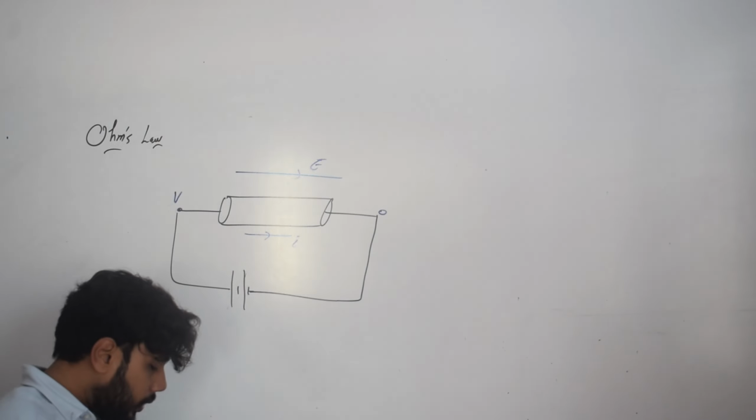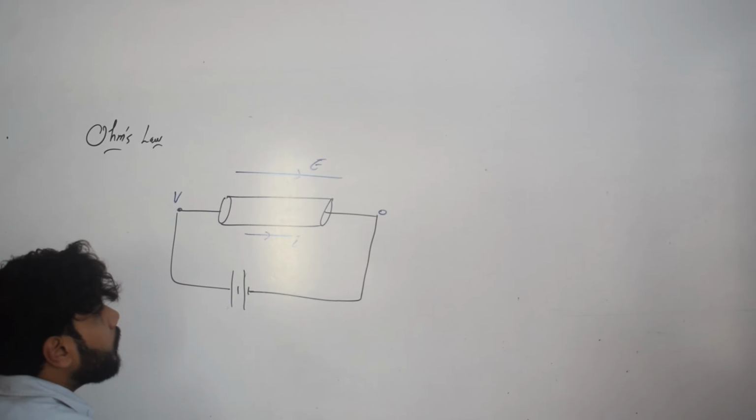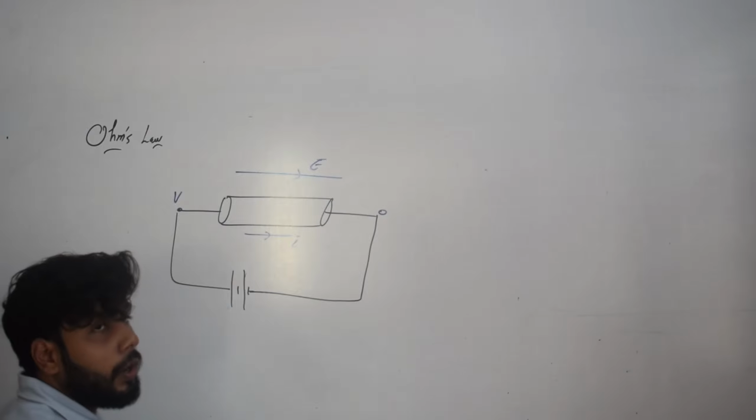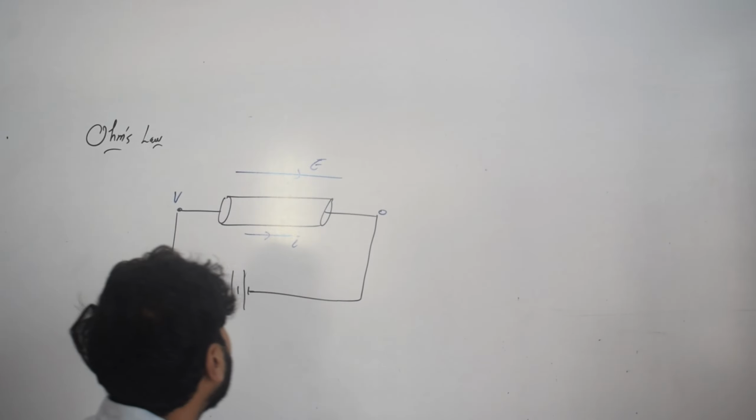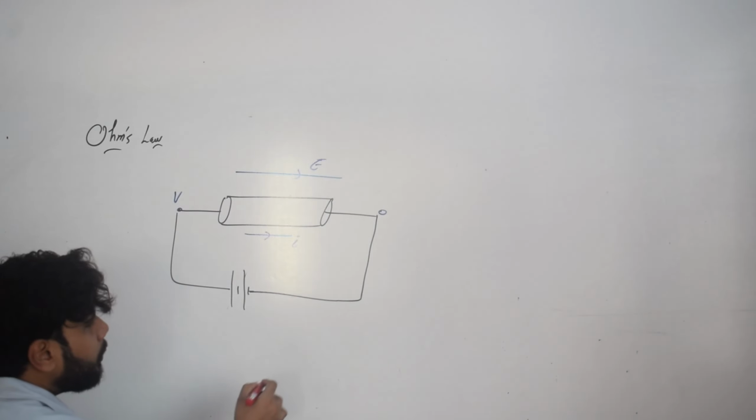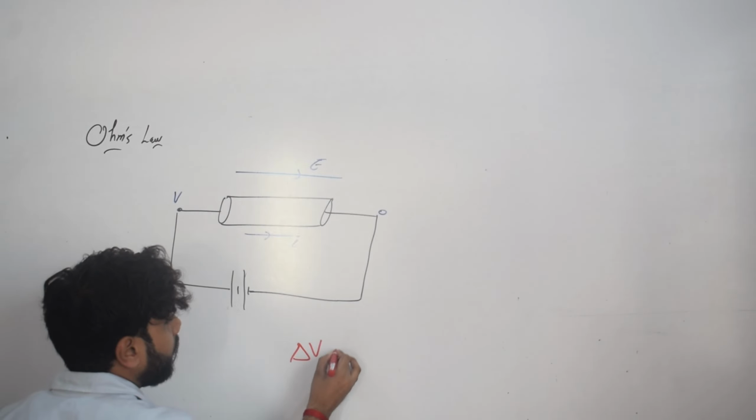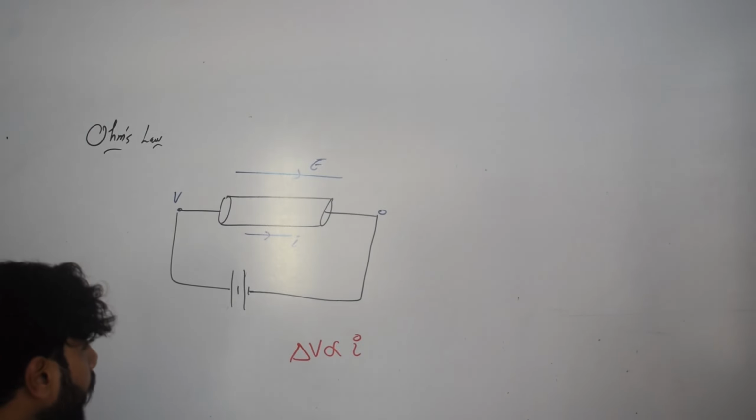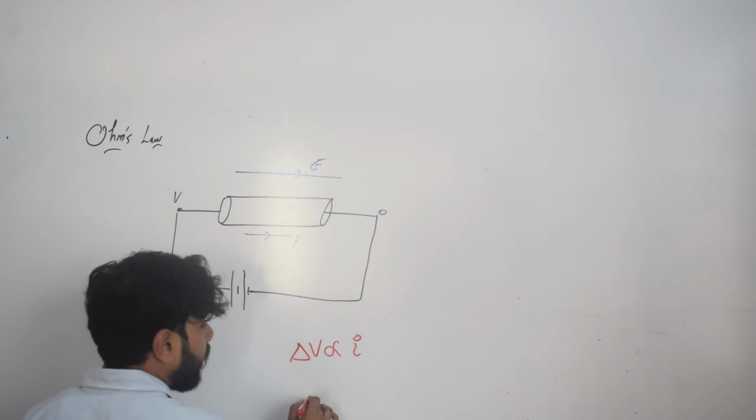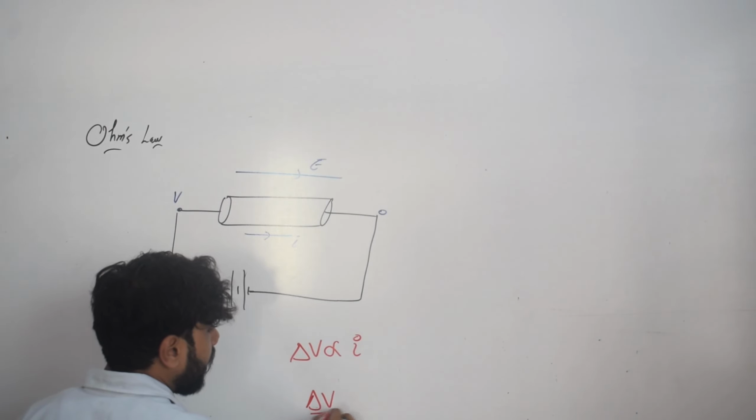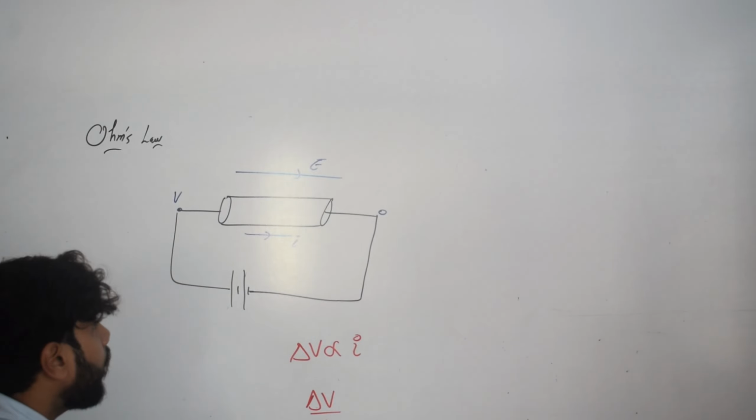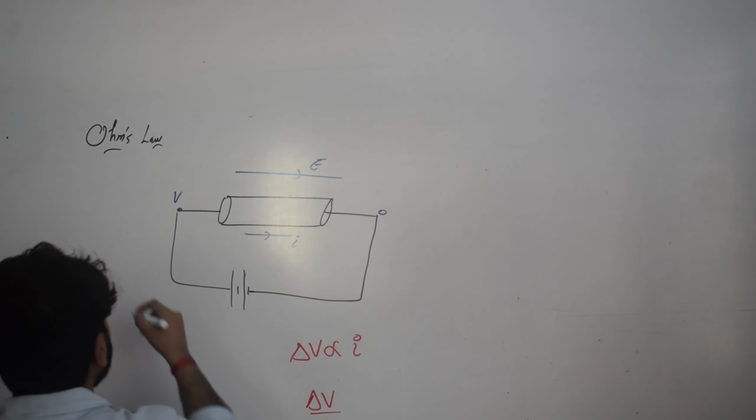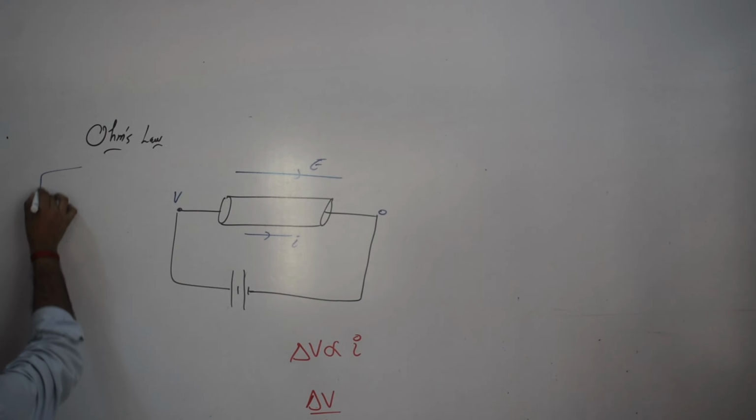In this case, what is your Ohm's law? That the current which is flowing through the conductor is directly proportional to how much the potential drop is across the conductor. Means if the potential difference across the conductor increases, the current through the conductor will also increase. And if we remove the proportionality, we will get some constant. That means delta V over delta I is constant. And you have already studied this law in 9th class.